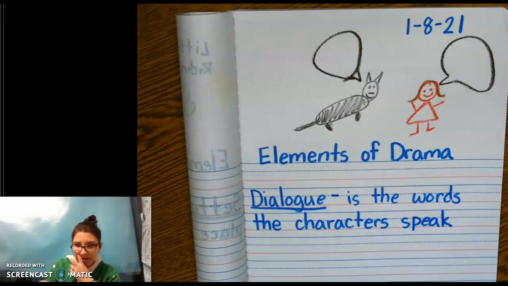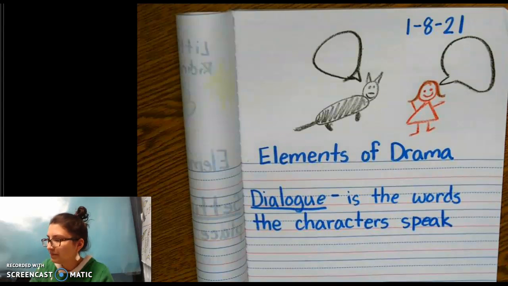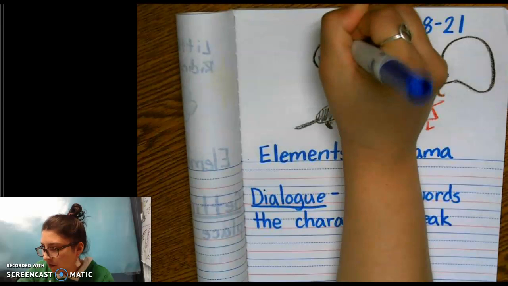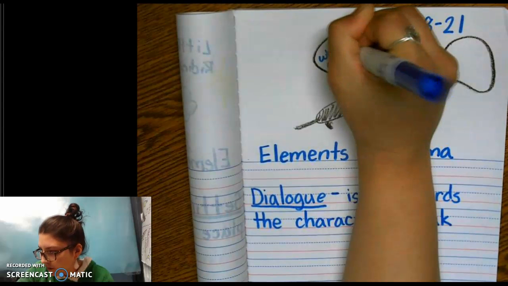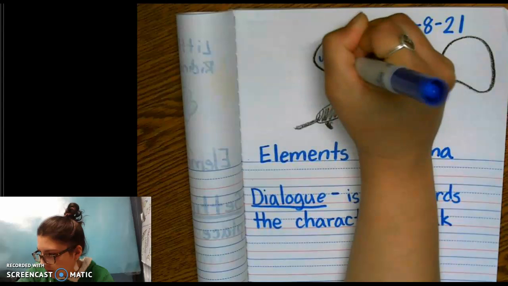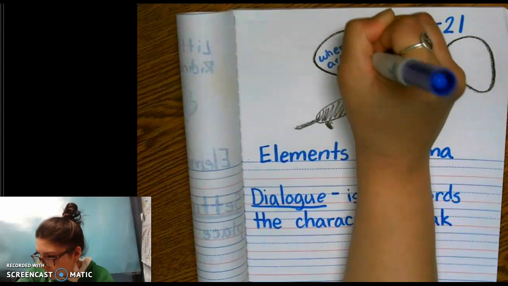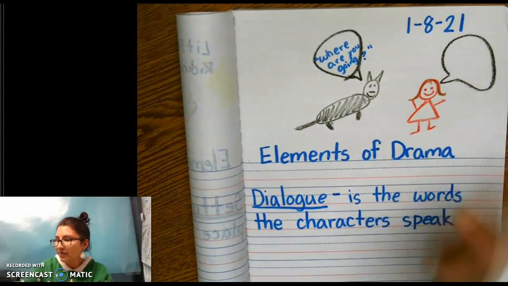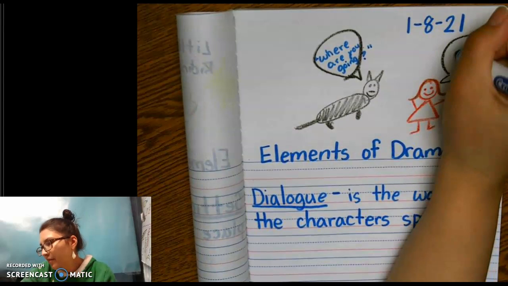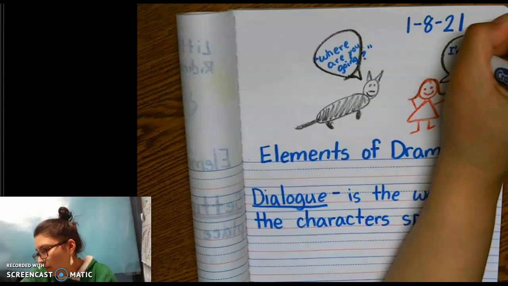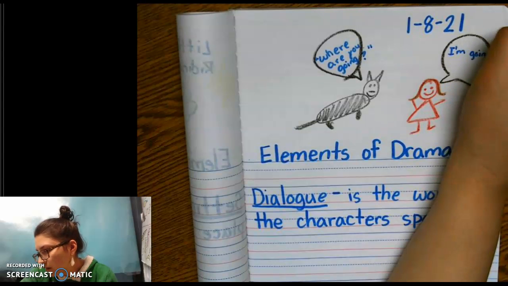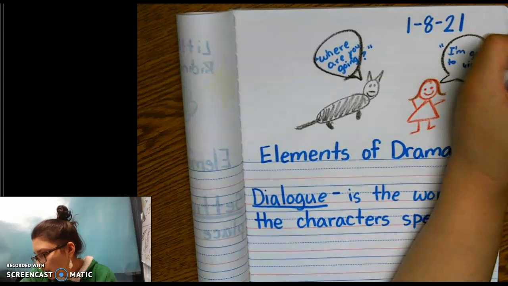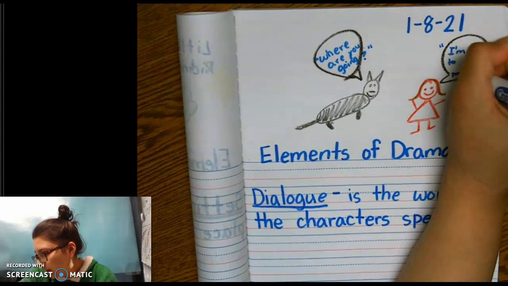Okay? So I'm just going to write something like, where are you going? And do my little quotation marks. I know we've talked about that. The wolf is telling her, where are you going? And she's saying, I'm going to visit my grandma.